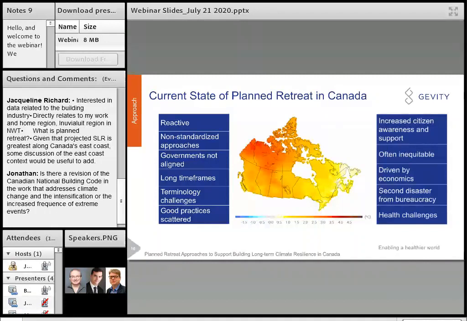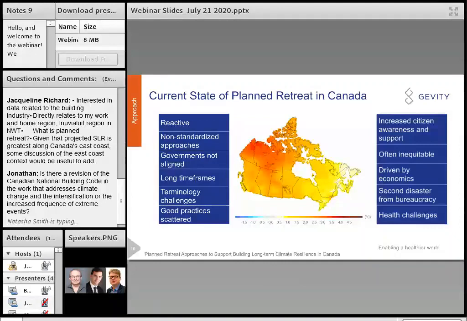So our study revealed that currently planned retreat in Canada is primarily reactive, although that's changing. Reactive to disasters that are happening: flooding, coastal inundation, coastal storm surge. And we found what we might call non-standardized approaches. There's a wide range of approaches that are practiced across Canada. For example, different provincial governments seem to practice planned retreat differently. They have different outlooks, they have different funding programs. In some cases, provincial governments don't have funding programs.